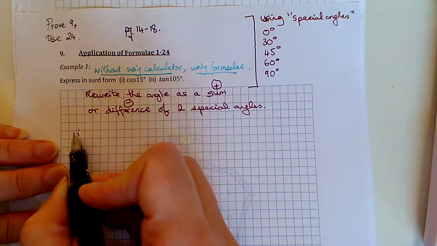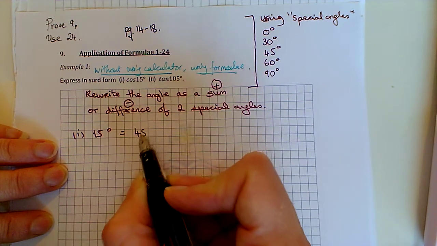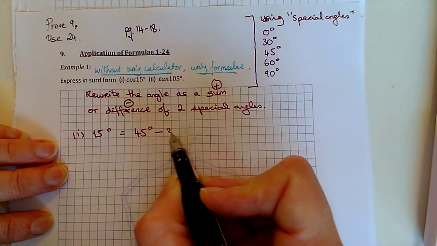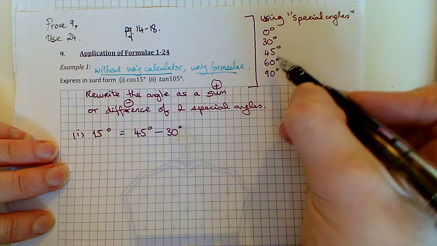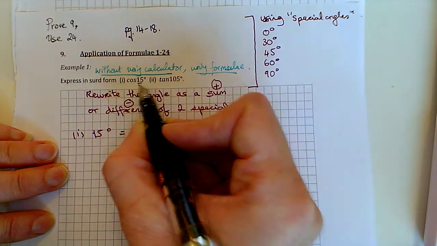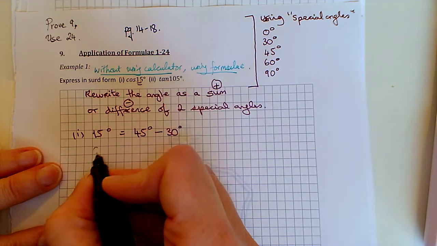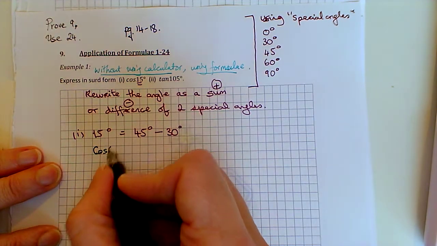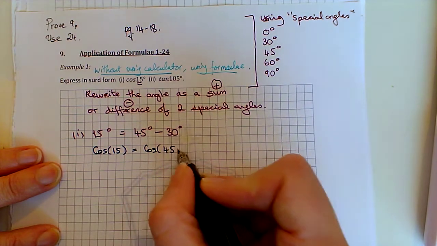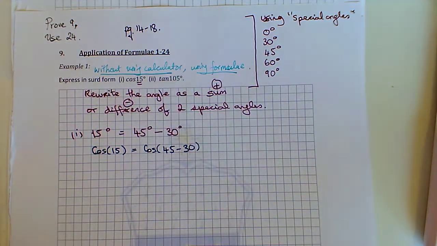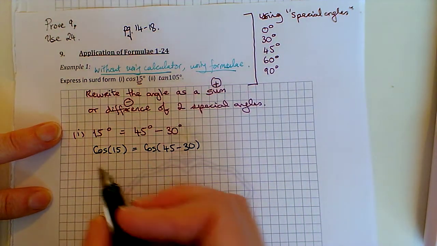So for part 1, the first thing we need to say is that 15 degrees can be written as 45 degrees minus 30 degrees. Okay, so we've got to put any 2 of these together in such a way that I can get 15 degrees, which means that cosine of 15 is the same as cosine of 45 minus 30. And we've just learned our A minus B formula. We've just done the proof of that one.